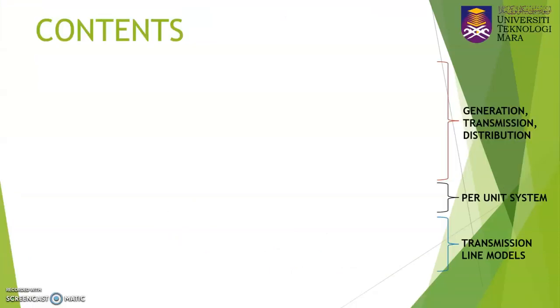Next, let's have a look at the list of contents that we are going to cover in this chapter. We are going to divide our chapter into three different parts. The first part is the generation, transmission and distribution, or we can call it GTD. The second part is the per unit system, and the third part is the transmission line models.